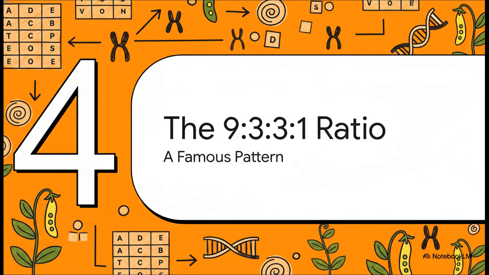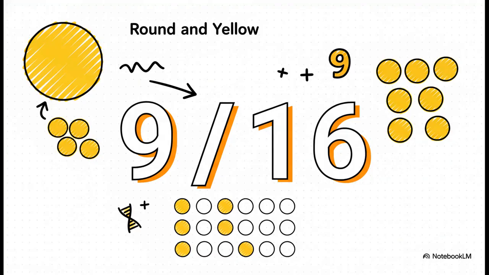So once you fill in that whole grid and start counting up what the offspring actually look like, their phenotypes, this beautiful, predictable pattern emerges. It's a ratio that literally became a cornerstone of genetics. First up, we've got the biggest group. Out of 16 possible outcomes, 9 of them are going to show both dominant traits. They'll be round and yellow.